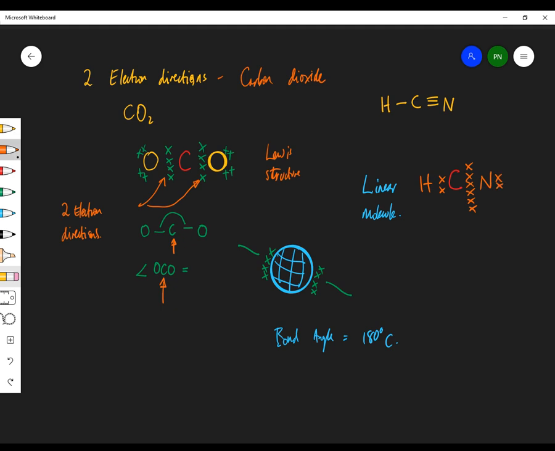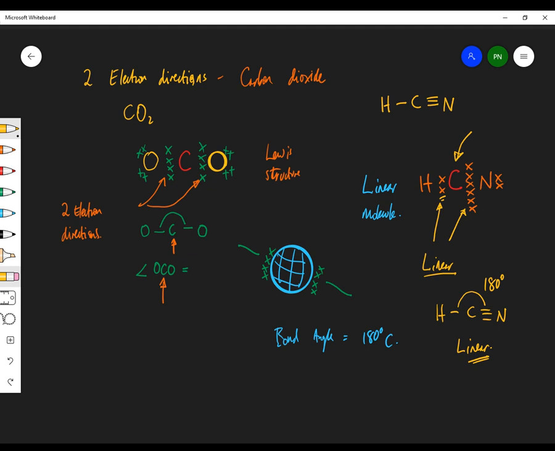All right, how many electron directions are here? Well, again, we look at the central atom. There's 1 electron direction for these 2, and this is a second electron direction. There's 2 electron directions. There's 2 bunches of electrons. So this would be linear as well. So if I looked at the HCN, this bond angle here is also 180. Okay, so this is linear as well.